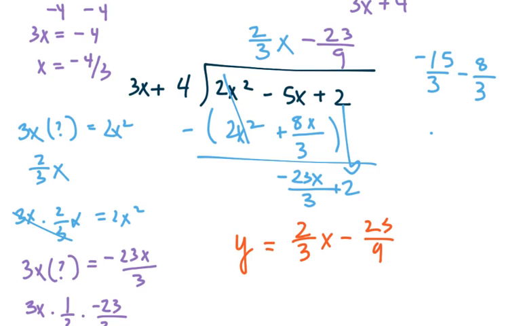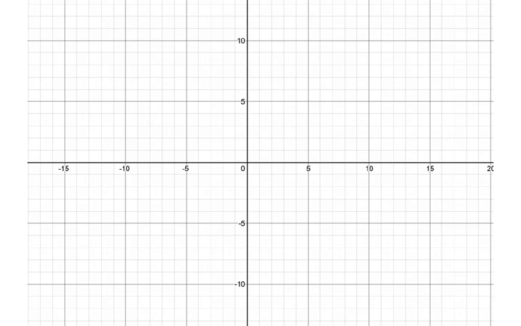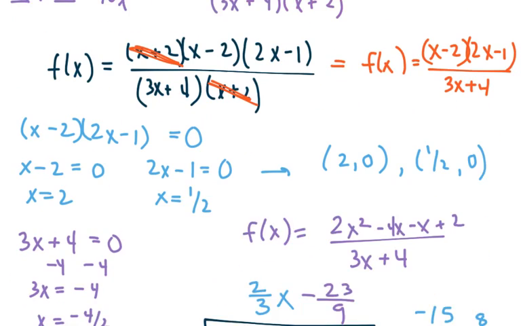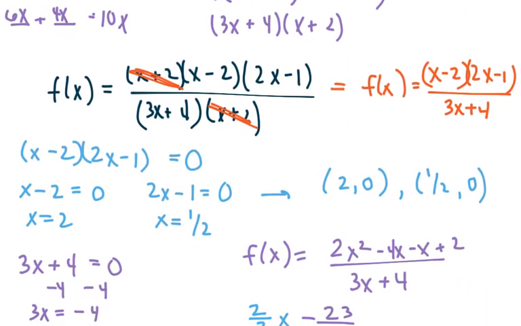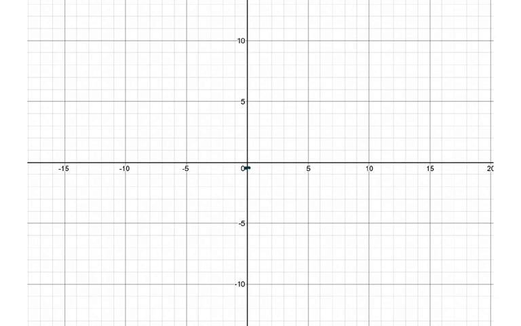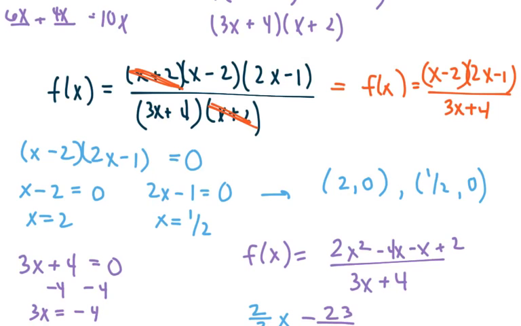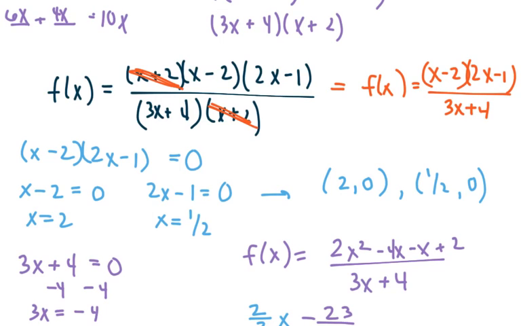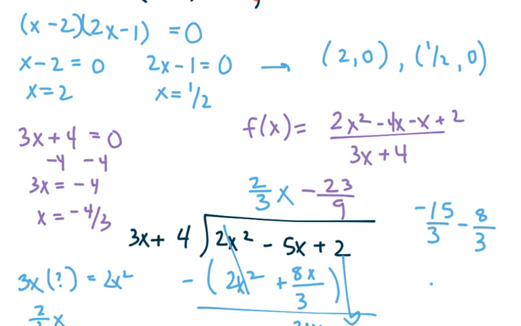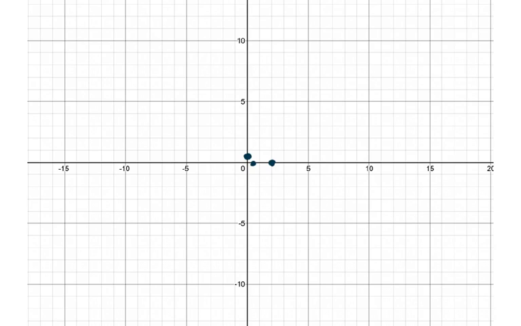Okay, so now that we have all of our components, let's go ahead and put them on a graph. Let's see what I can remember. Seems like I can remember nothing. So let's start with our y-intercept of (0, 1/2). That's going to be right about there. And then I have x-intercepts at 2 and 1/2. And then I have a vertical asymptote at -4/3, which is just a little past one.